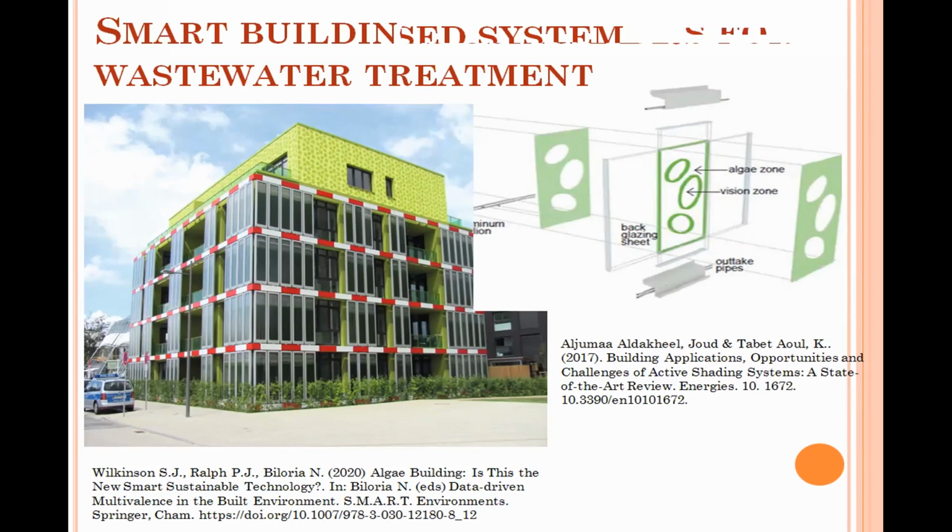These green panels use the secondary or primary wastewater to grow algae. And the algae is used in winter to give this building heat. They call this building the Forschung building in Germany. This is located in Hamburg.